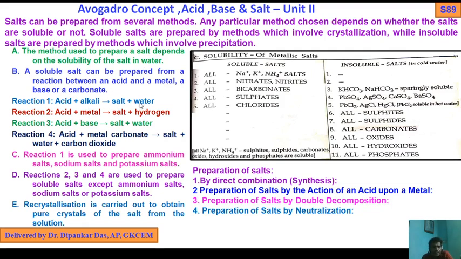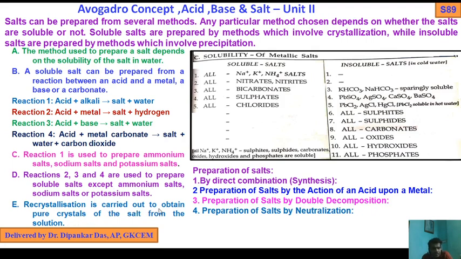Reaction 1, acid plus alkali, we get salt and water. Reaction 2, acid plus metal, salt plus hydrogen. Reaction 3, acid plus base, you get salt plus water. Reaction 4, acid plus metal carbonate, you get salt plus water plus carbon dioxide. So in this way you get the salt. Reaction 1 is used to prepare ammonium salt, sodium salt and potassium salt. Reactions 2, 3, 4 are used to prepare soluble salts except ammonium salt, sodium salt and potassium salt.